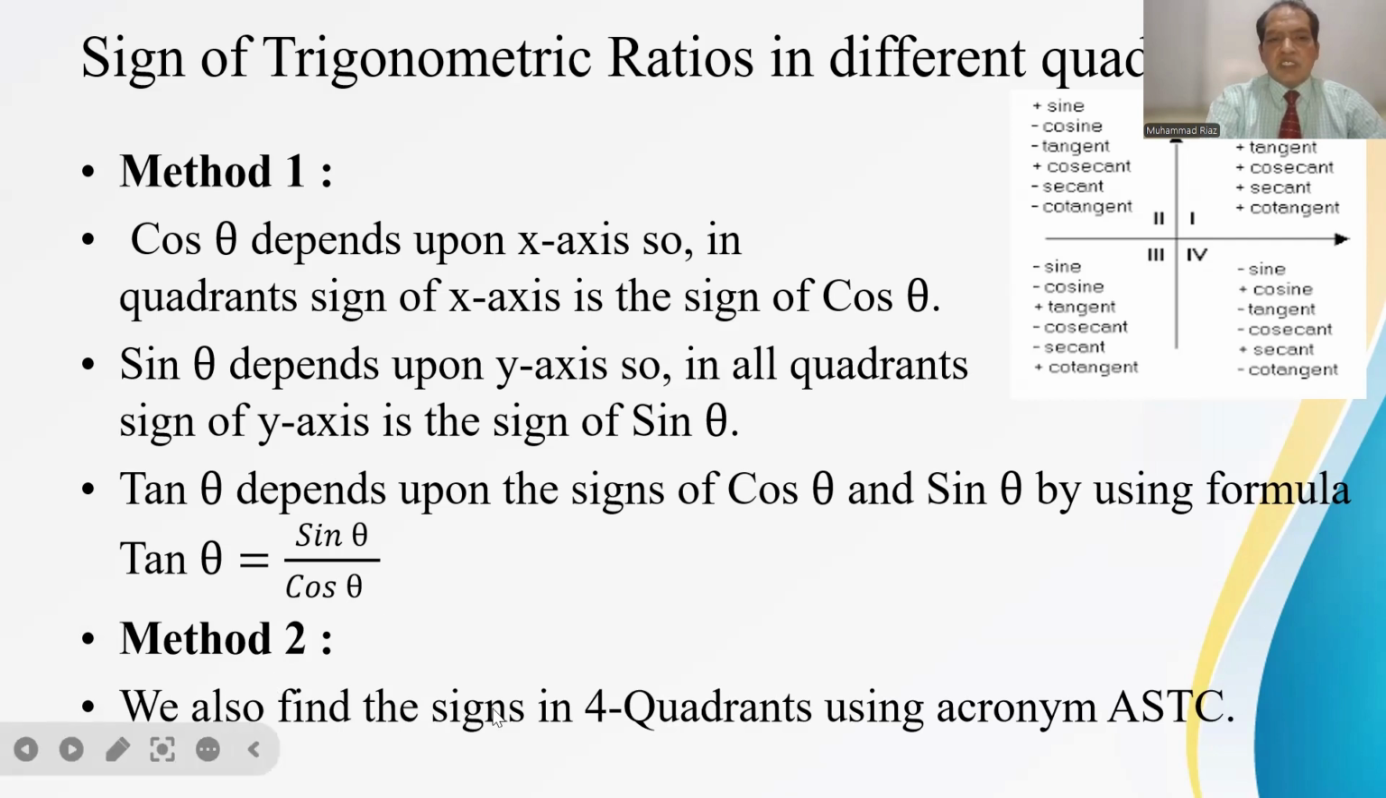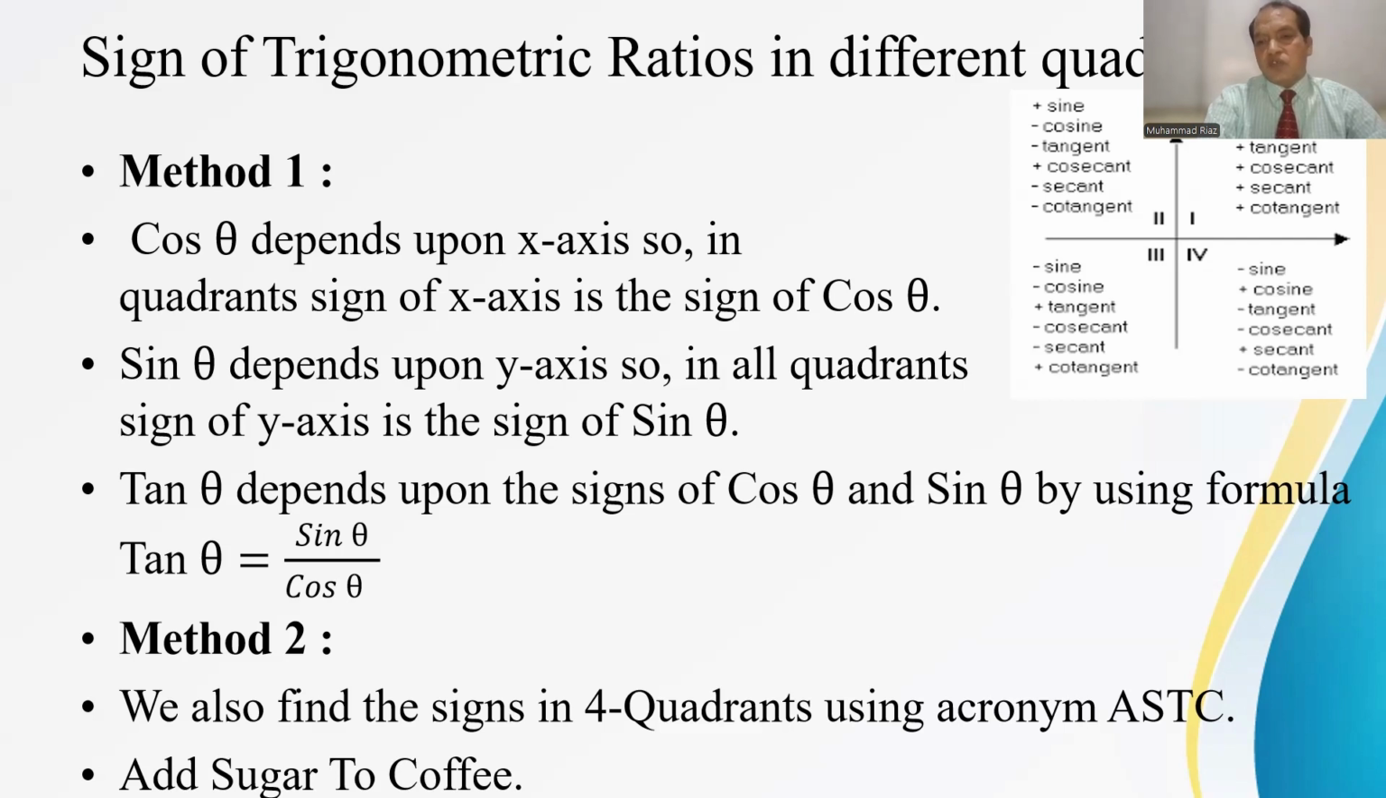We also find the signs in 4 quadrants using the acronym ASTC. A is the first letter of ASTC, which means first quadrant signs, and S means the second letter, the second quadrant. T, tangent, means third quadrant, and C means the fourth quadrant letter C. So the acronym is: Add Sugar To Coffee.